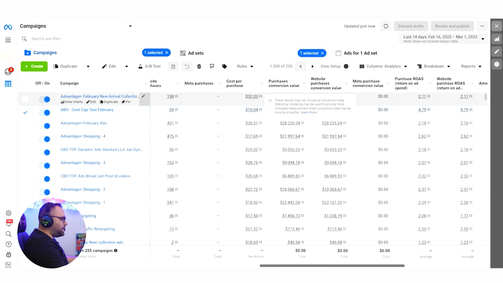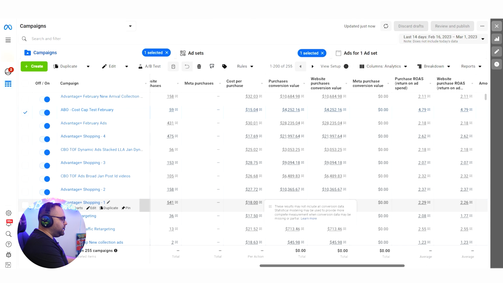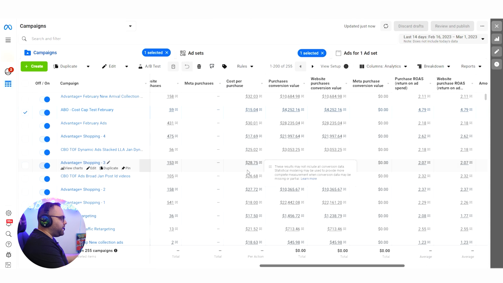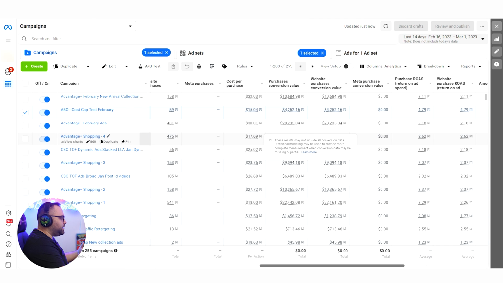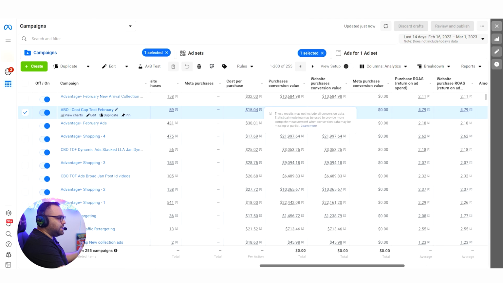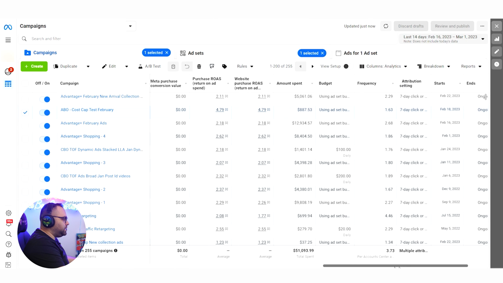I'm taking something that makes sense, okay? So here, these are the targeting. In one of Advantage Plus, I'm having 18. Then it's 25, 28, 17 here. So it's not something that I'm not hitting, okay? I'm able to get this kind of cost per purchase consistently, okay?